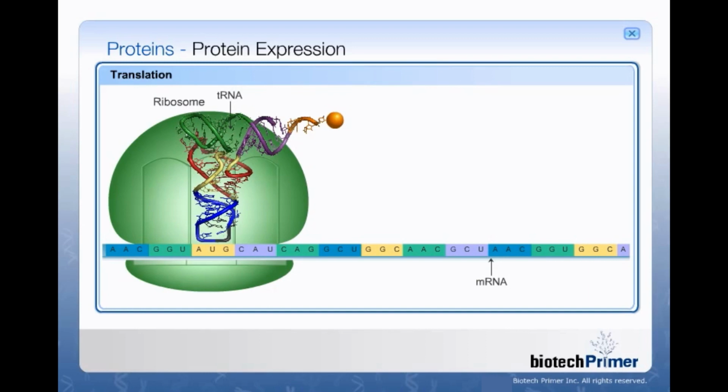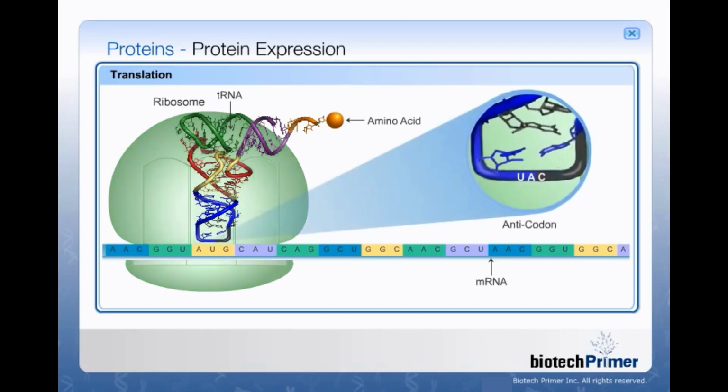tRNA is the molecule responsible for relating a codon to its specific amino acid. tRNA has an amino acid attached to one end, which will be used in the assembly of the protein. The other tRNA end has a 3-nucleotide sequence called the anticodon, which is complementary to the codon on mRNA.